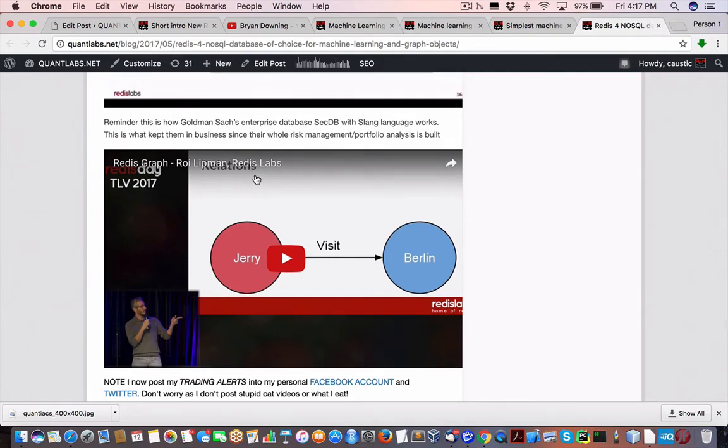But over the last while they've come to build Python libraries to talk to it, to keep their staff employed at Goldman, because a lot of people at Goldman are unhappy that they're not able to keep on top of the latest technologies. So they're now adopting Python and building their own packages around this SecDB.